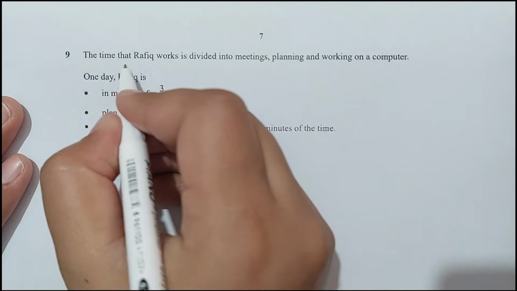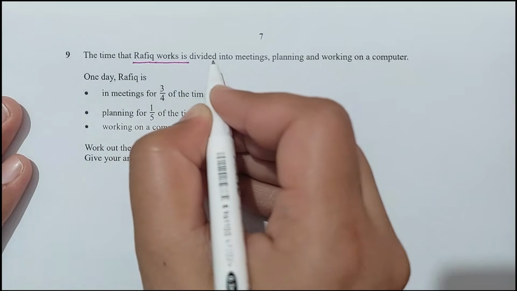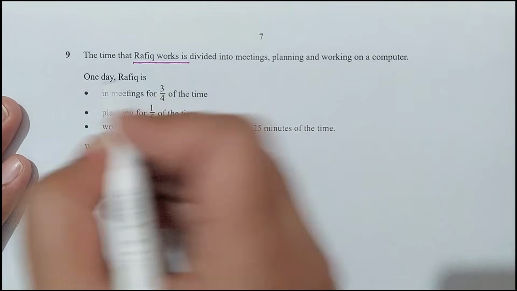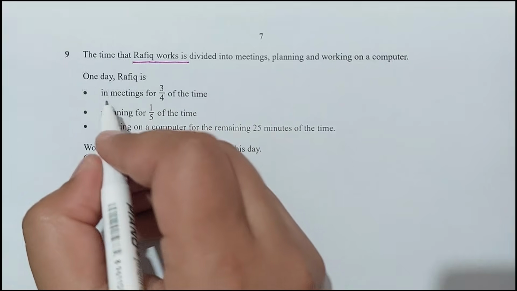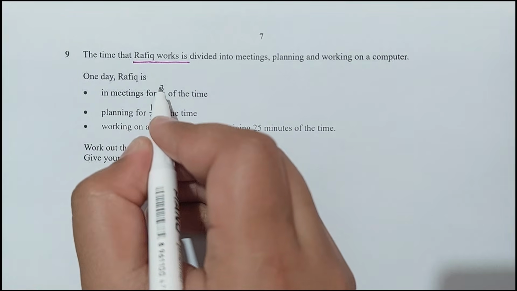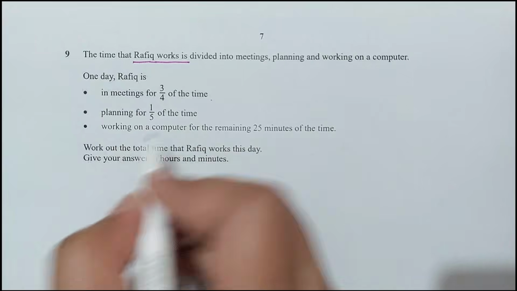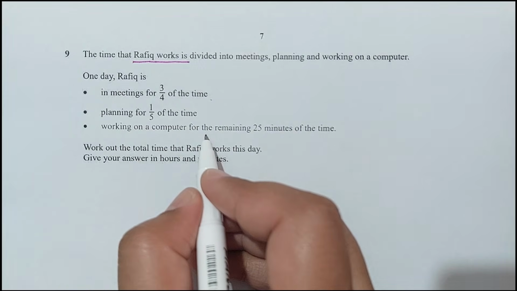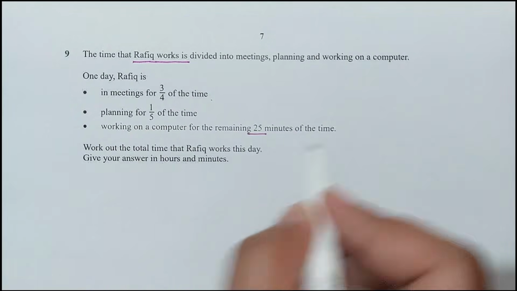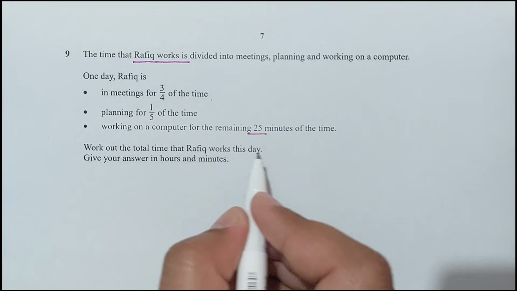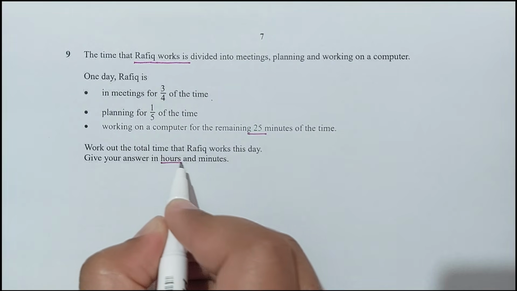Question number 9. The time that Rafiq works is divided into meetings, plannings, and working on a computer. One day, Rafiq is in meeting for 3 by 4 of the time, planning for 1 by 5 of the time, and working on a computer for the remaining 25 minutes of the time. Work out the total time that Rafiq works this day. Give your answer in hours and minutes.